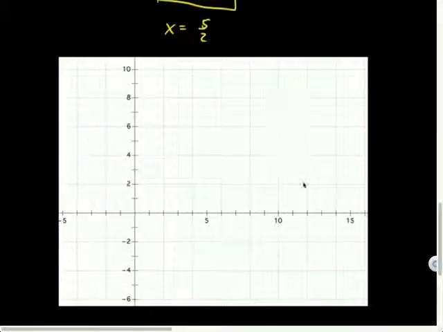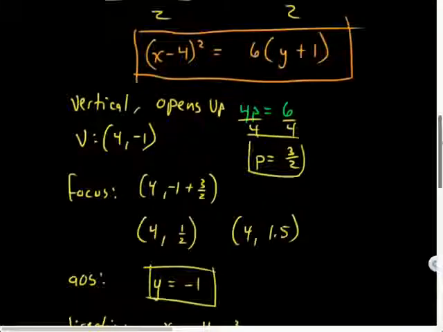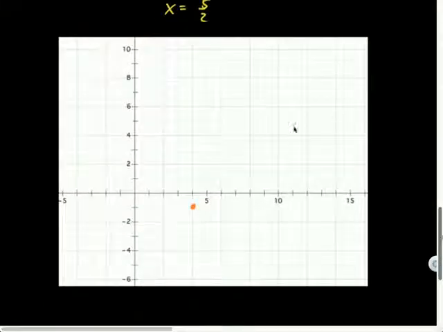And now let's plot some points. So over 4, down 1, there's my vertex. My value of p is 3/2 or 1.5. So I'll go up 1.5. So there's my focus. I'll go down 1.5, and here's my directrix.